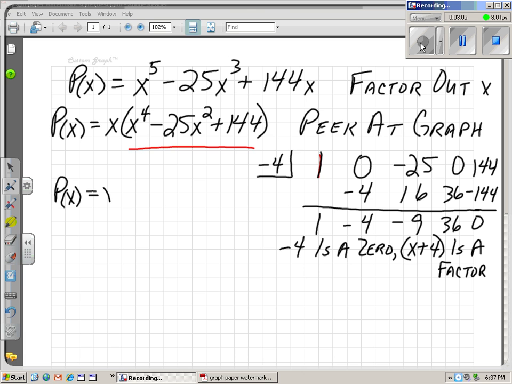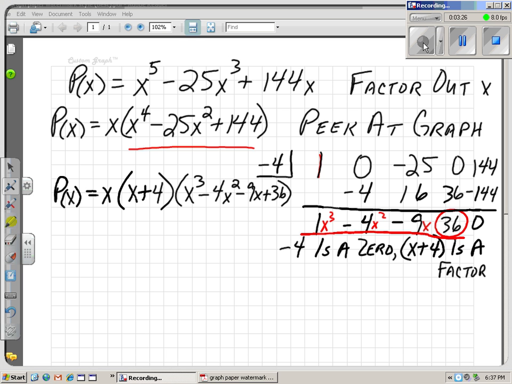I still have my x out front. I just found out that x plus 4 is a factor. And what's left over? Well, that's going to be my numbers right here. Okay? 36 is my constant. This is my x. This is my x squared. This is my x cubed. And so I move all of that right there. And now I have p of x. My polynomial p is x times x plus 4, the factor we just found, times the rest of it, x cubed, 4x squared, 9x, 36.